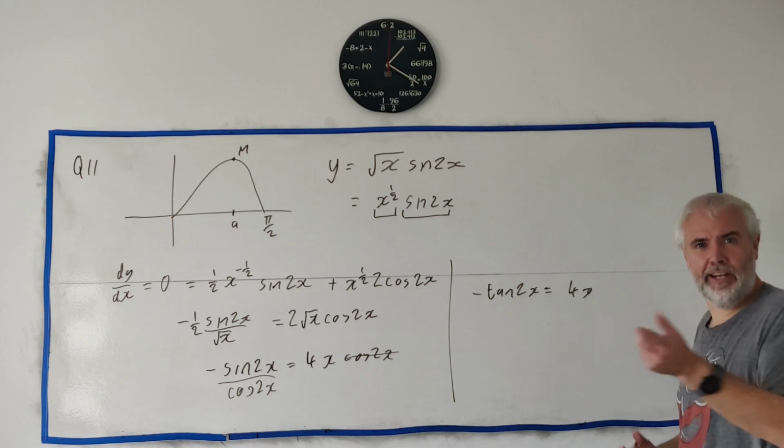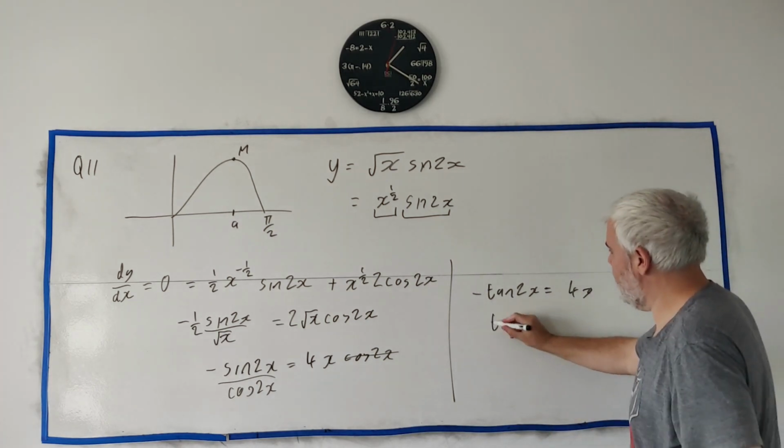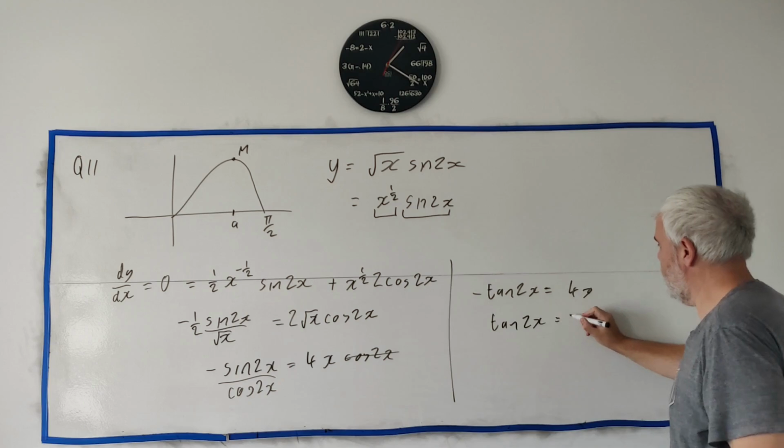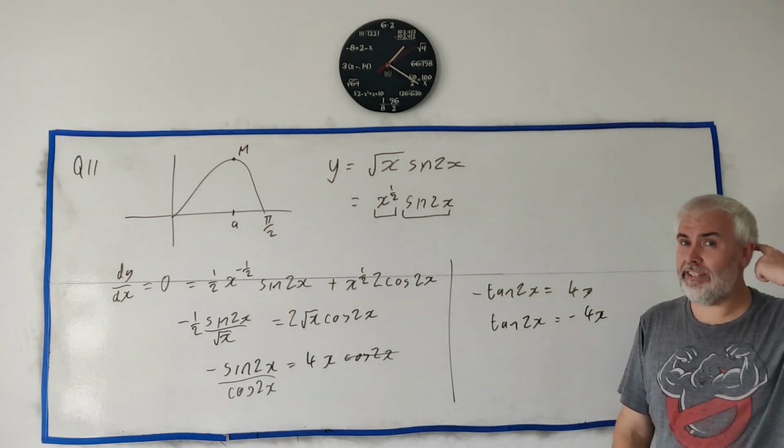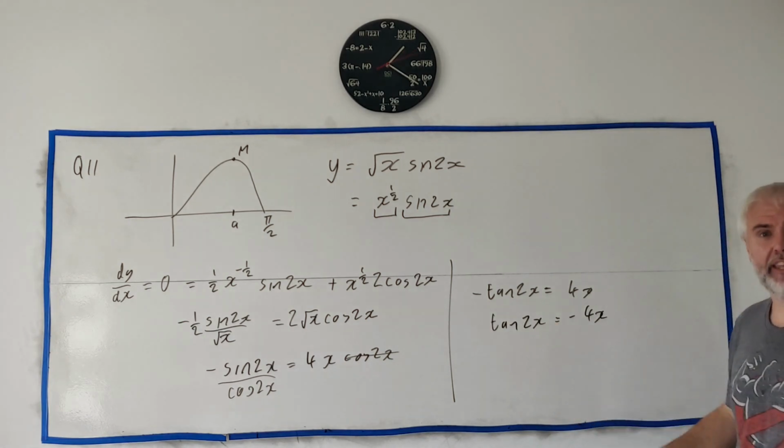A couple of problems. Well, first of all, they want the minus the other way. So that's tan 2x is equal to minus 4x. One problem really, they wanted a. They want tangent of 2a is equal to minus 4a.